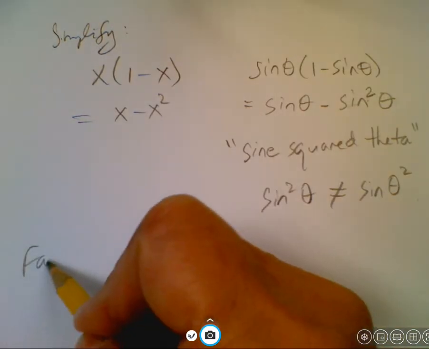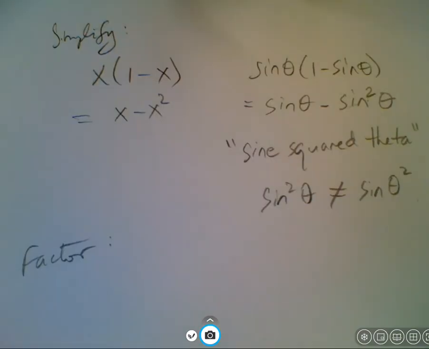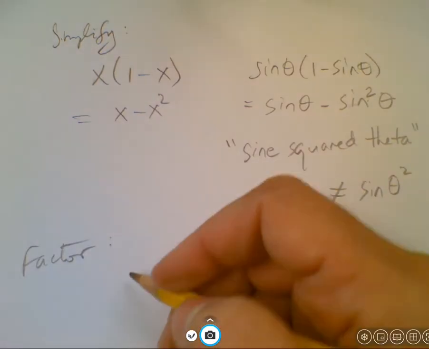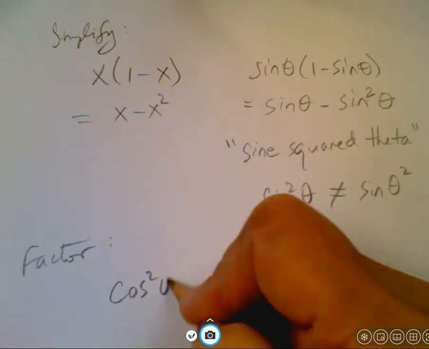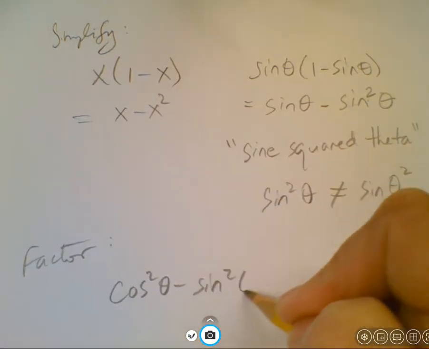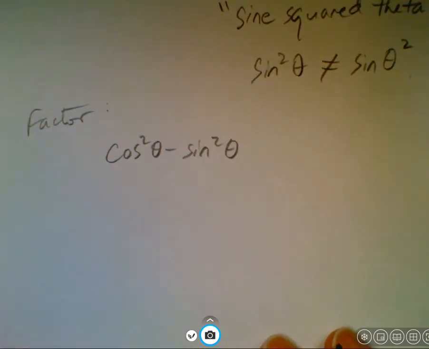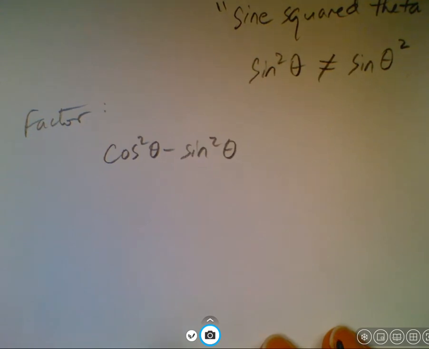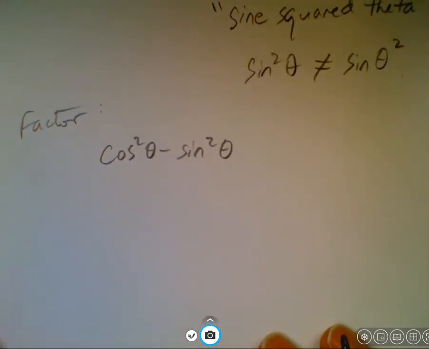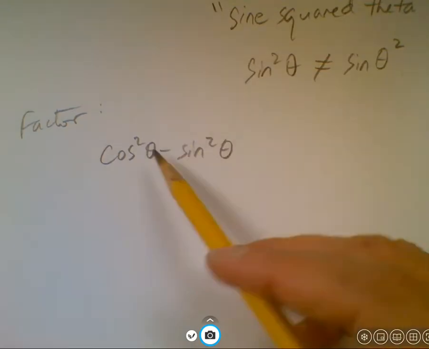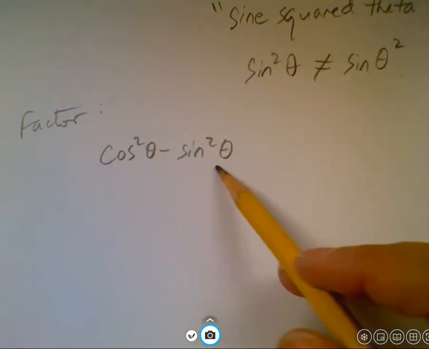This would be a factor. So let's say, for example, I want to factor cos squared theta minus sine squared theta. You might look at that and say, factoring means write it as something times something. Recognize what this is, right? Hopefully you'll recognize that that's a difference of squares.